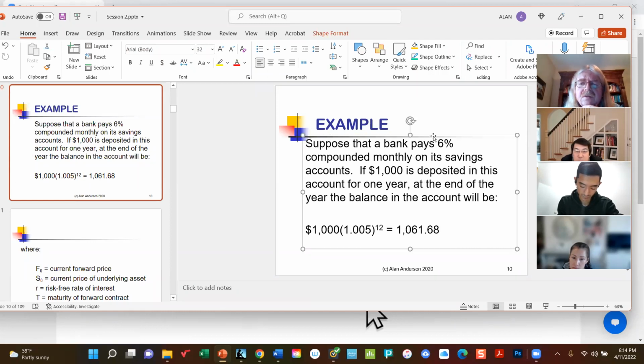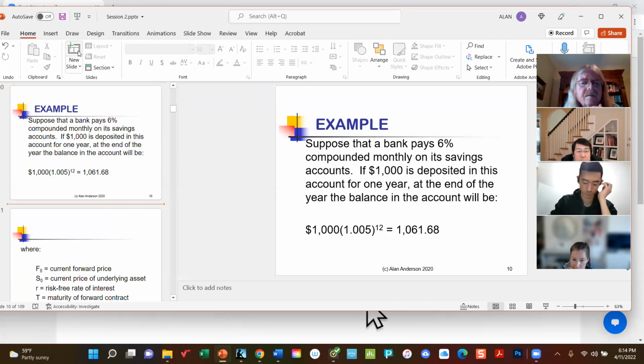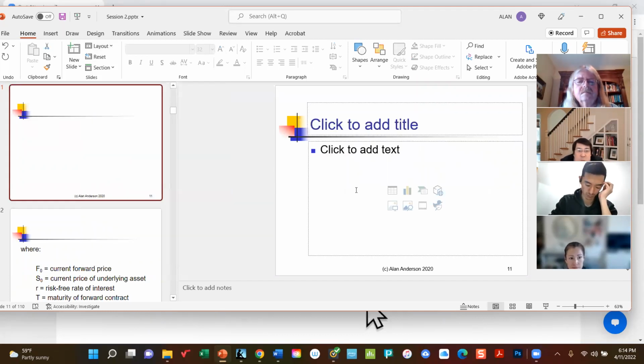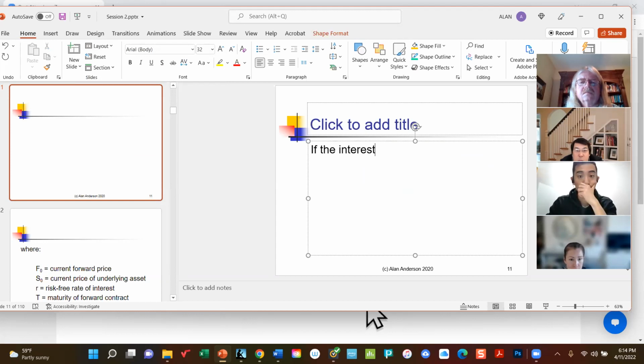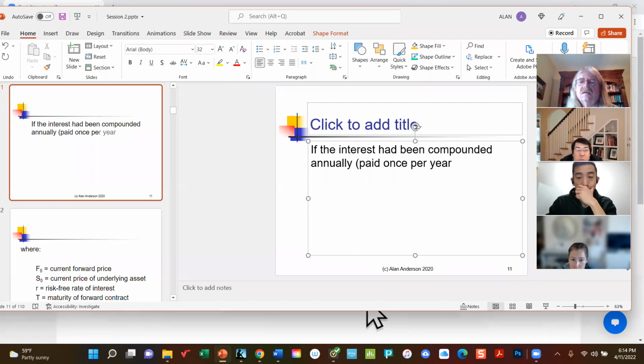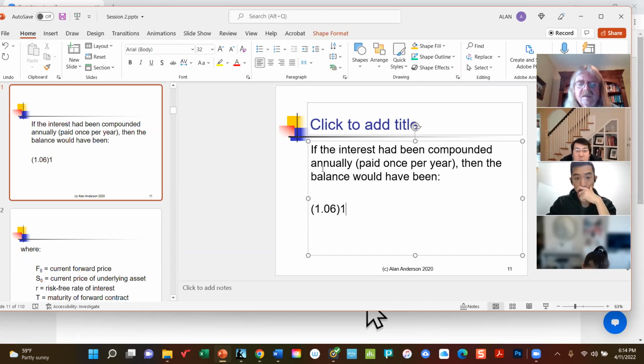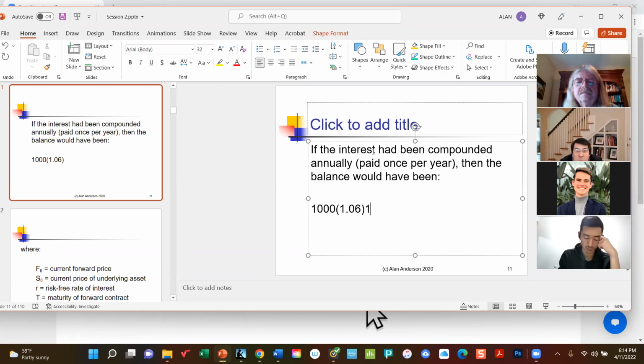So I just want to point out too that if the interest had been compounded just once a year, compounded annually or paid once per year, then the balance would have been 1.06 to the first power times 1,000, which is just $1,060.